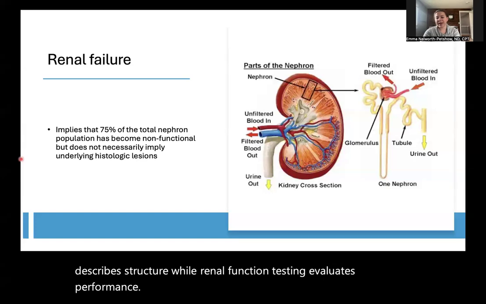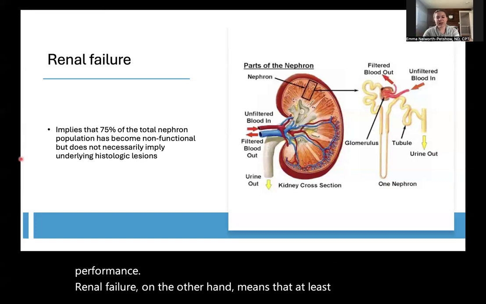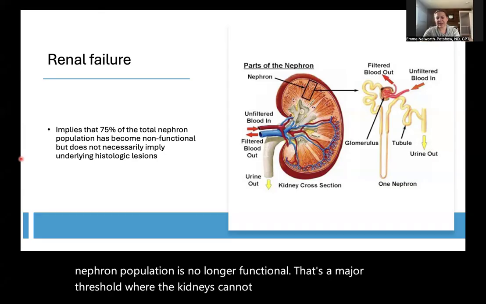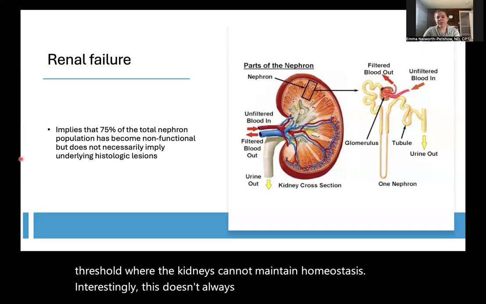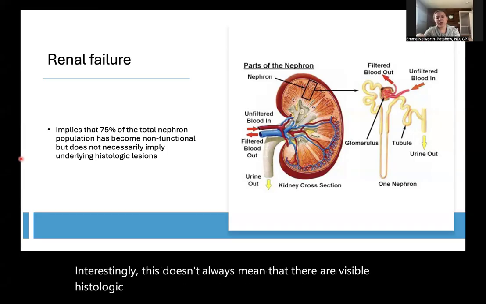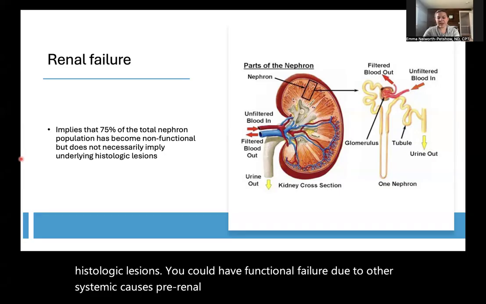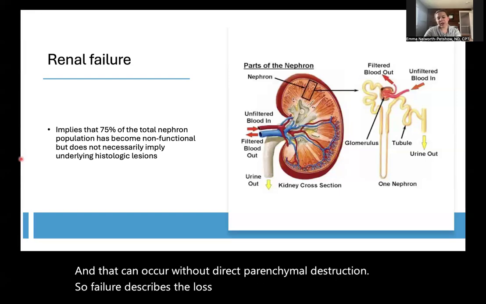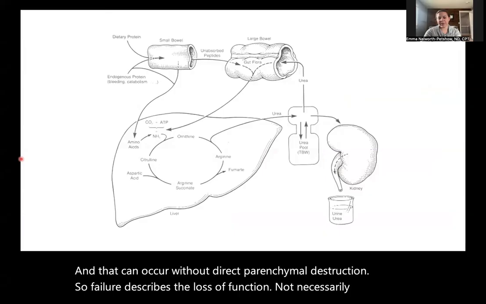Renal failure, on the other hand, means that at least 75% of the nephron population is no longer functional. That's a major threshold where the kidneys cannot maintain homeostasis. Interestingly, this doesn't always mean that there are visible histologic lesions. You could have functional failure due to other systemic causes, pre-renal hypoperfusion, for instance, and that can occur without direct parenchymal destruction. So failure describes the loss of function, not necessarily tissue pathology.